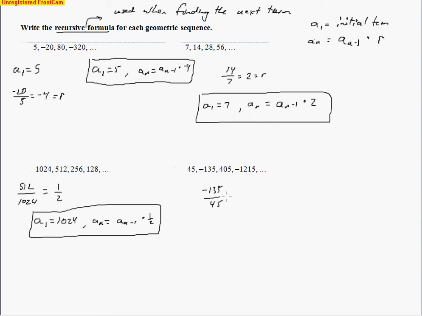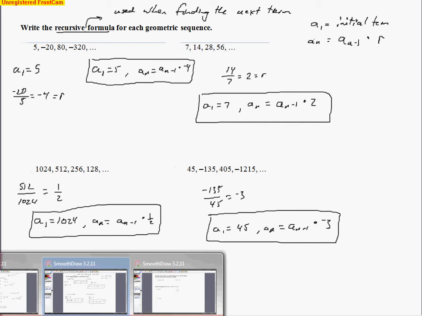And so this is going to end up being a negative 3, so we have one negative, and if we check the other one real quick, we'll do a 405 divided by 135, and that gives me the same value, so 3. So I'm pretty confident it's negative 3, and so I'm going to use the initial value was 45, and the recursive formula is a_n equals a_(n-1) times negative 3, and that is going to be our answer.